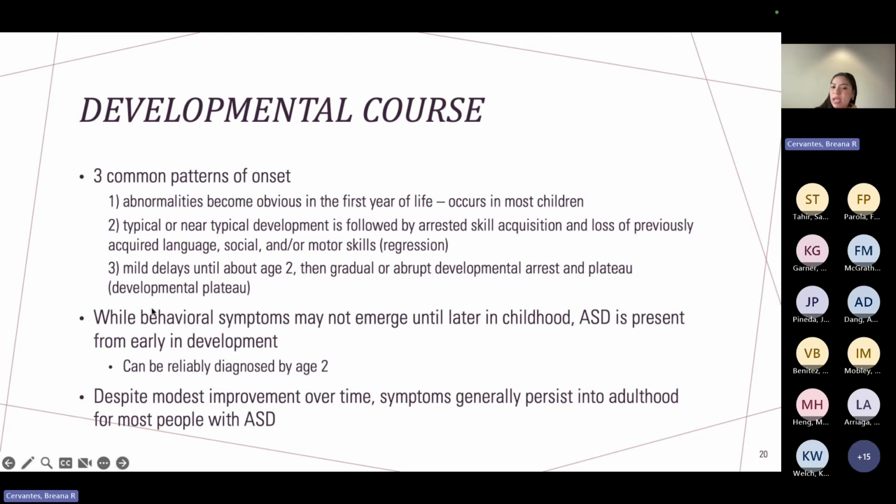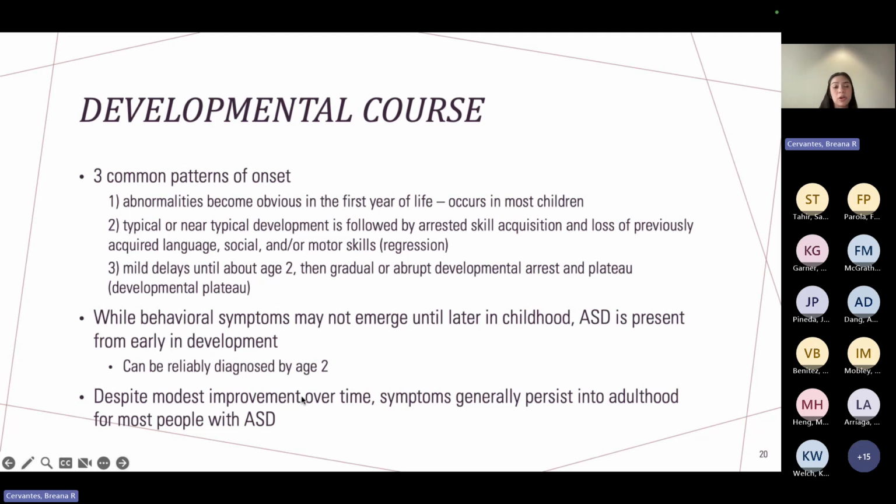And while behavioral symptoms may not emerge until later childhood, ASD is present from early in development. And so we know that ASD can be reliably diagnosed by age 2 because of all of these early risk factors and all these early markers of what could be autism. So you may not see repetitive restricted behaviors in a 1.5-year-old, but we're going to see other symptoms of ASD that could be reliably diagnosed, which points to early identification and diagnosis being needed to then get treatment. And if it's not ASD, it could be something else.